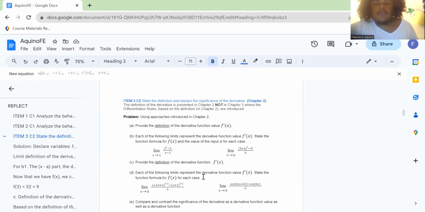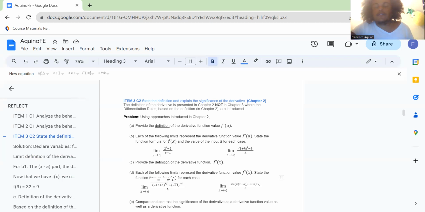So for D, we want f prime of x and the function formula. Well, we want the function formula f of x for each case. Again, this just depends on you recognizing the definition of the limit and knowing what part corresponds to the definition.